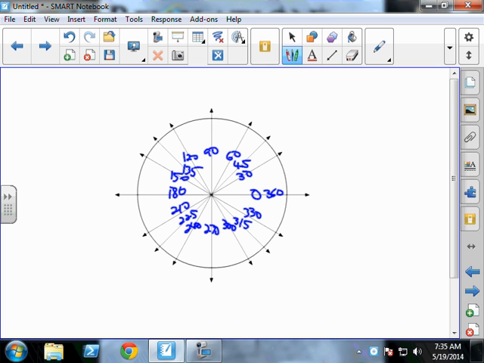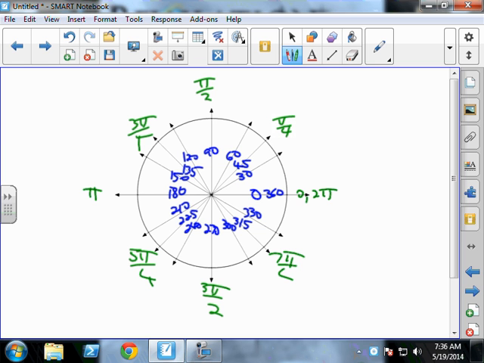All the degrees. Pi radians: 0, 2 pi, pi, pi over 2, 3 pi over 2, pi over 4, 3 pi over 4, 5 pi over 4, 7 pi over 4, pi over 3, 2 pi over 3. I'm going to skip 3 pi over 3 because I already got it. Another 60 is 4 pi over 3, another 60 is 5 pi over 3.